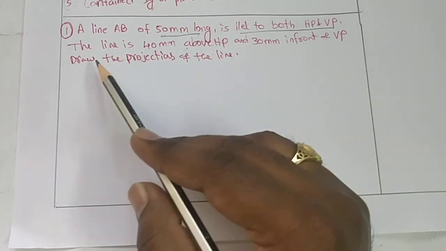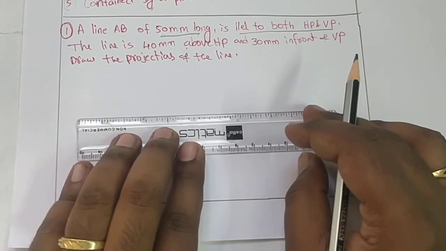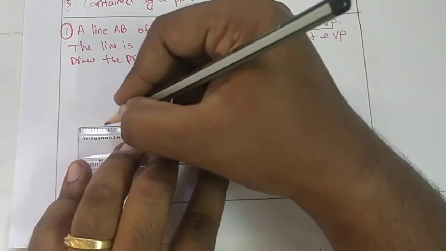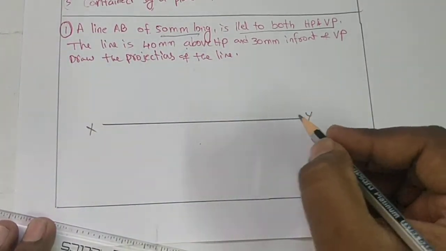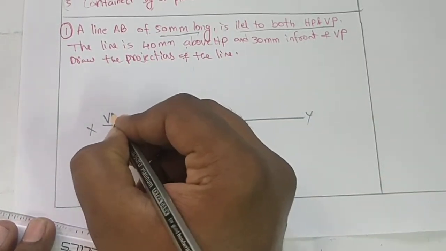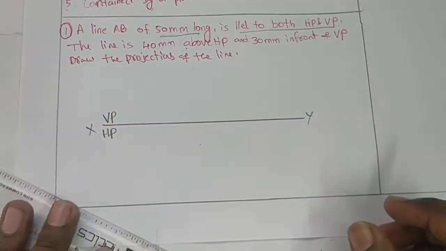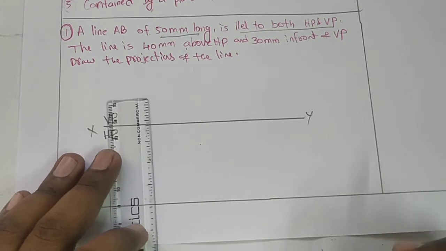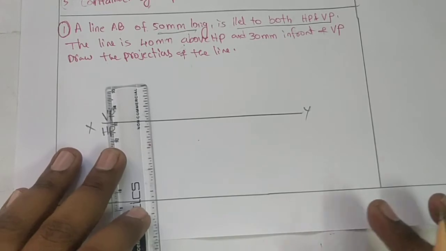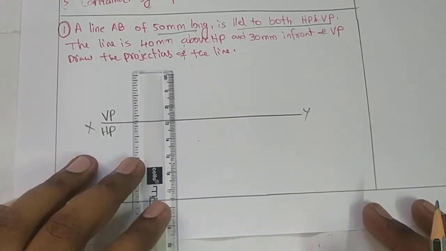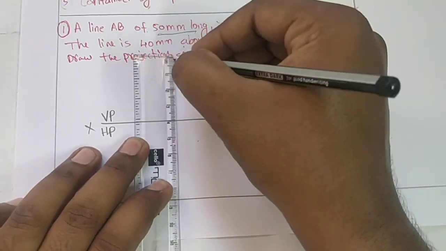Okay, we need to draw the projections of the line. For every problem, first we need to draw the reference line, that is XY. It is in the first quadrant, so above the XY we get the vertical plane, and below the XY it is the horizontal plane. Here, for the line, first we need to give the above and in front values. Above means above the XY. How much? 40 mm above HP.